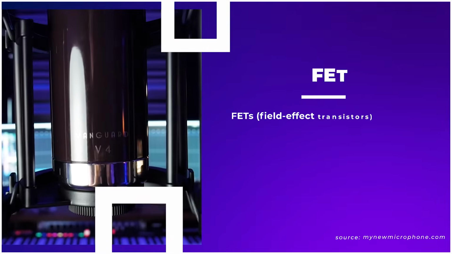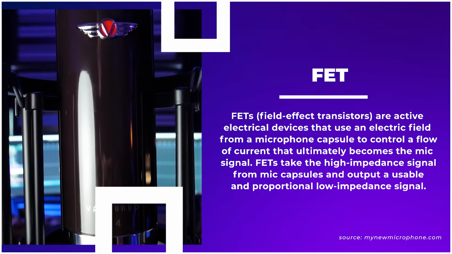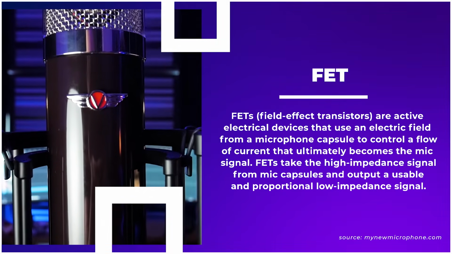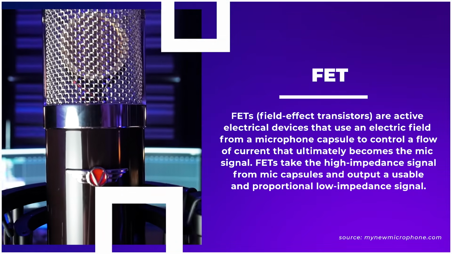FET microphones, also called field effect transistors, are active electrical devices that use an electric field from a microphone capsule to control a flow of current that ultimately becomes the mic signal. FETs take the high impedance signal from a mic capsule and output that as a usable and proportional low impedance signal. So just to break that down, this is the FET mic we're going to be using today. It is the Vanguard V4. Sound comes in through the top, goes down through a transistor, and then outputs with an XLR cable into whatever preamp you're going to be using for an FET mic.